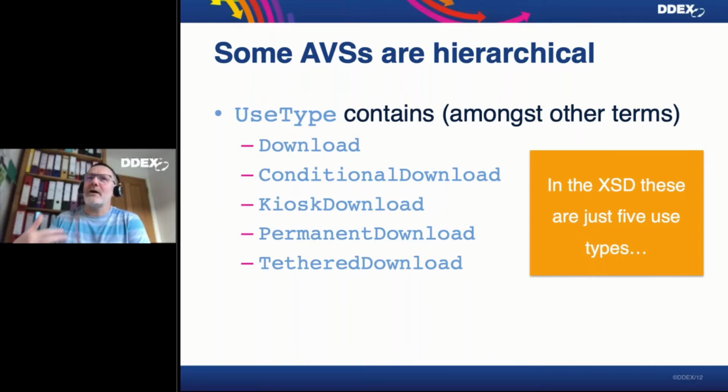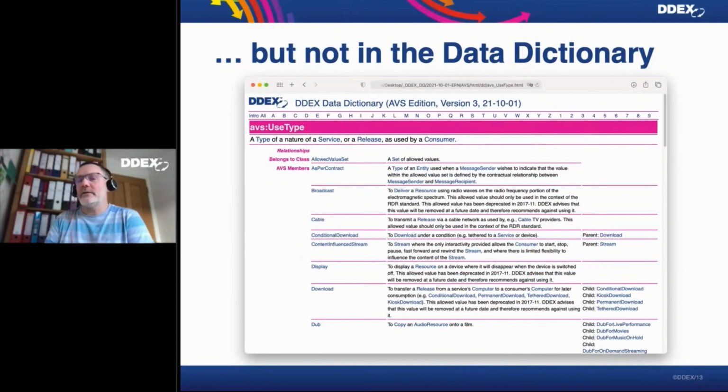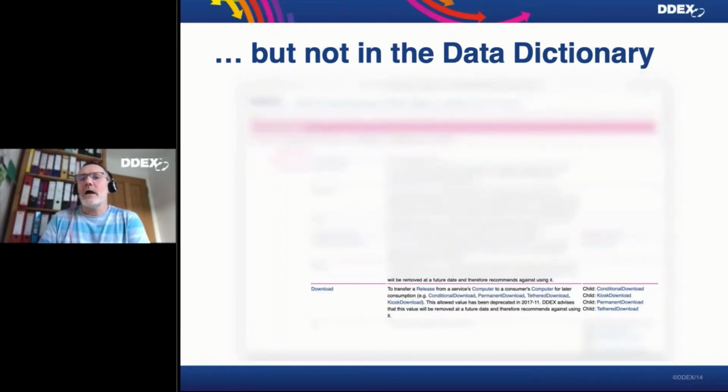But how does an implementer, how does a user of the standard, somebody who wants to implement this or want to know which term to use in their message know about this? Well, if we're going to the data dictionary itself, how we get to that, I'll show you in a minute. You see here the entry for the allowed value set use type, as you see at the top there. That's just the beginning of the page. It's much longer than what you see here. And at the bottom there, you see the entry for download. And it gives you a definition: to transfer or release from a service computer to a consumer's computer for later consumption.